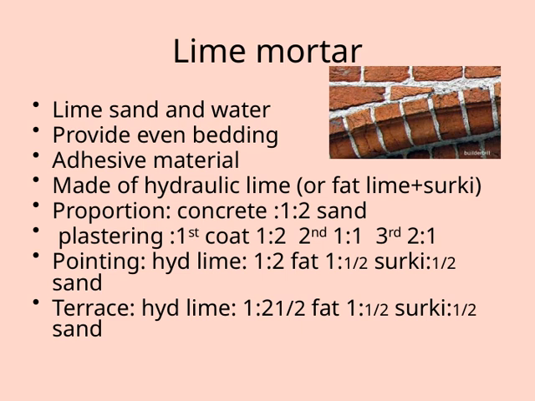For plastering, we do it in 3 coats. The first coat is mixed at a 1:2 ratio of lime to sand, the second coat at 1:1, and the third at 2:1. This layering helps achieve a smooth, durable surface.